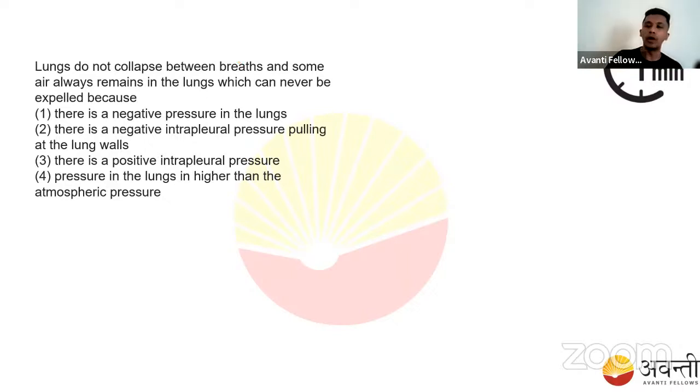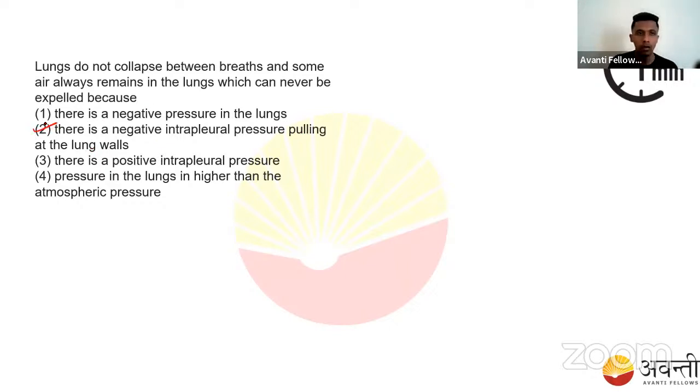So that is why our body deploys various mechanisms to prevent this. One of them is the presence of the cartilaginous rings in your trachea, bronchi and bronchioles. The next one is the alveoli, which secrete a type of surfactant that will prevent the collapsing of the lungs. And moreover, the presence of some reserved volume of air in your lungs will help in not collapsing the lungs, in maintaining that pressure. So that is why our option is that lungs do not collapse because there is a negative intrapleural pressure pulling at the lung wall. So our option is 2.